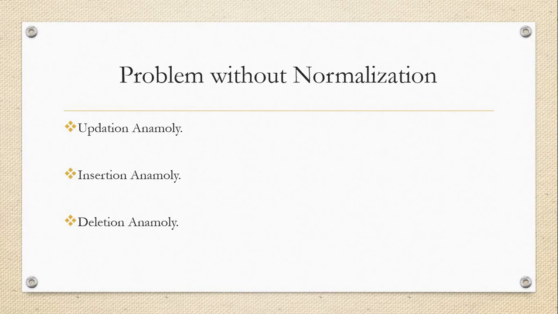So we get the problems. We do not get errors, but we are getting problems without normalization. Whenever we try to create a table without normalization, let's check how many problems we get. We get the problem of updation, the problem of insertion, and the problem of deletion.